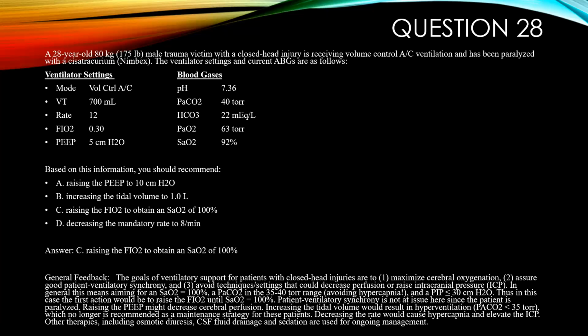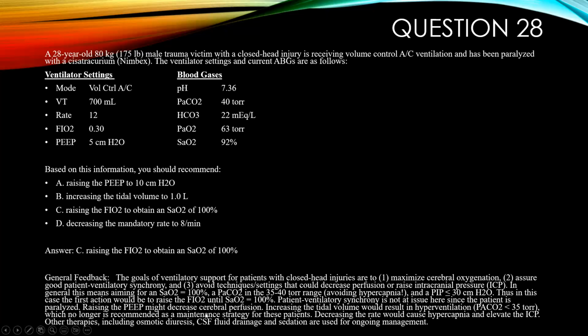So it's controversial. For the sake of this argument, we're going to go with the low end of normal range of 35 to 40, and avoiding hypercapnia and a PIP less than 30. Thus, in this case, the first action would be to raise the FiO2 to attain a SAT of 100%. Patient-ventilator synchrony does not appear to be an issue. There's nothing here to say that that's an issue. Patient's paralyzed.